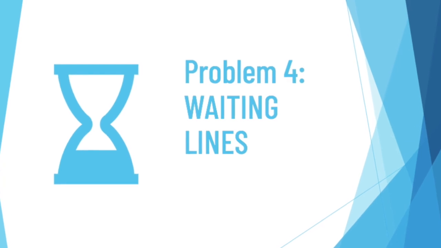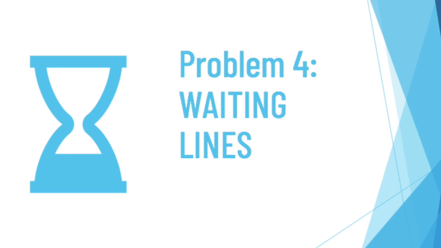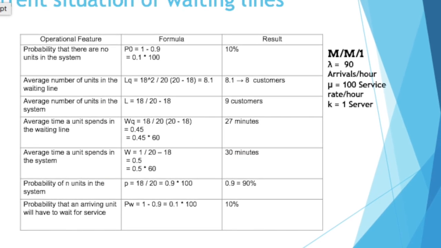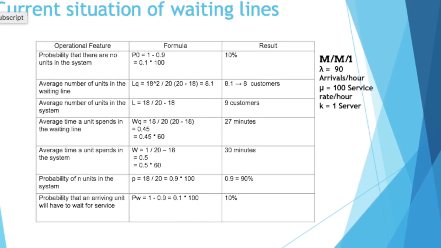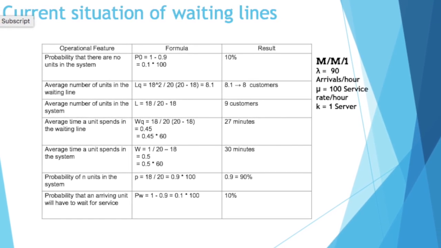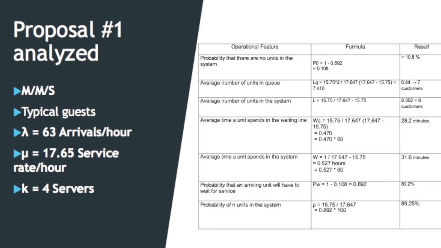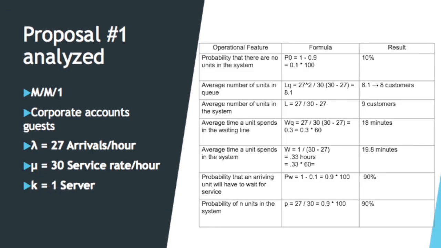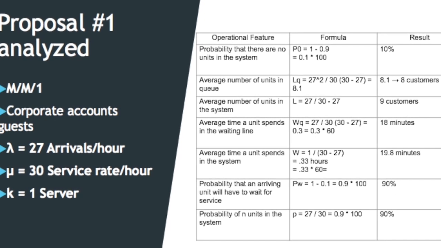For the last one, queueing theory was used to test the models of the reception service inside the hotel. The current situation of the waiting lines is that the arrivals are 90 guests per hour. It has one server and it takes 100 services per hour. The first option is a line of corporate guests and another one of typical guests, where the average time a guest spends in the waiting line is 23 minutes and 25 in the system.